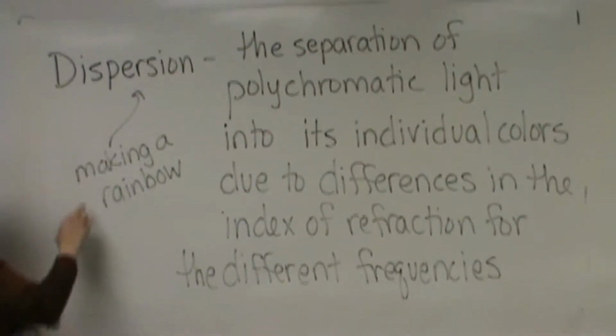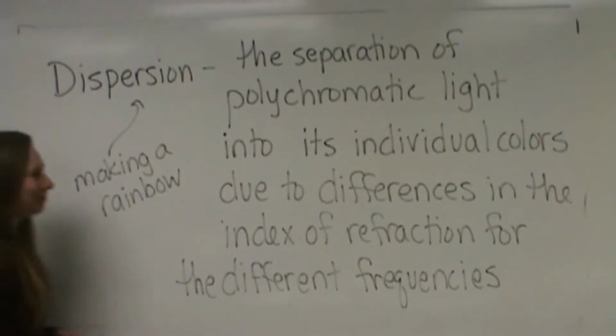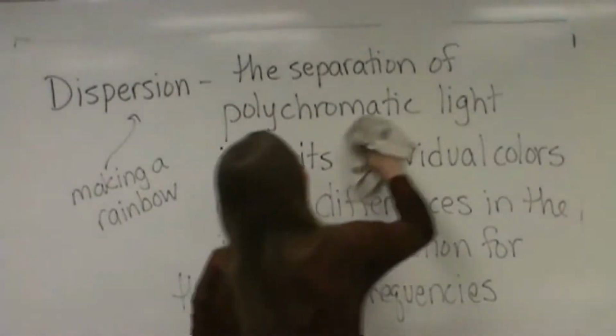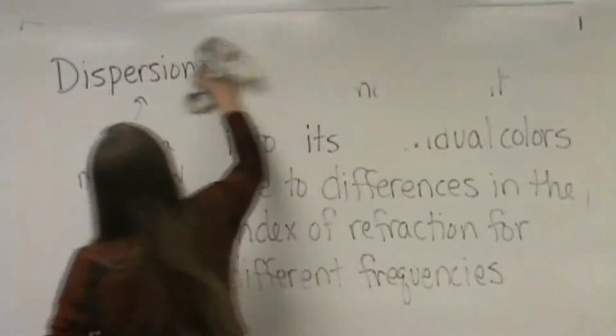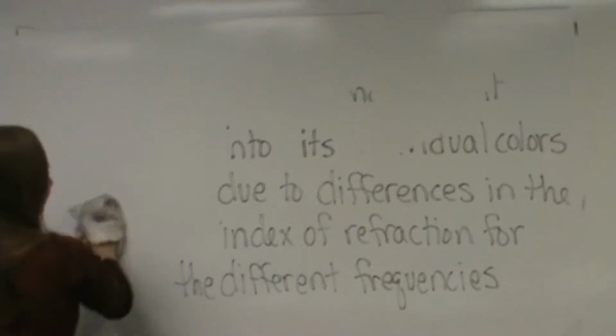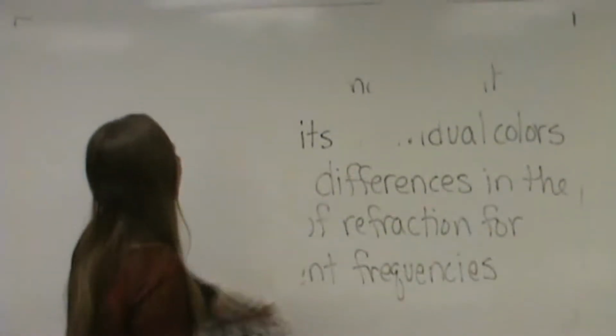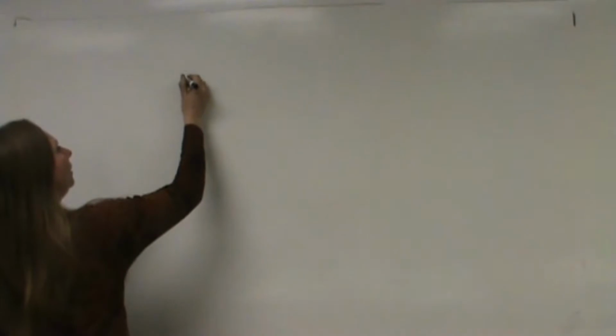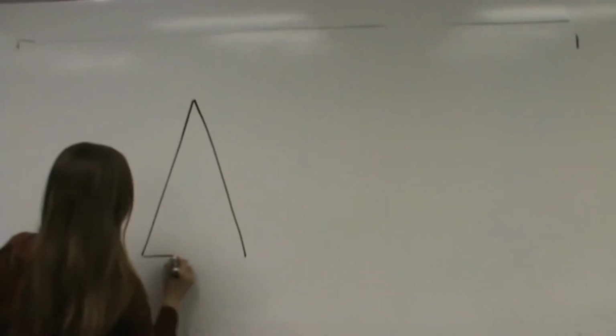Basically, dispersion means making a rainbow. But don't write that on the Regents exam. Write something more like this. Okay, so let's just take a look at a drawing of a prism. Now, maybe you've seen a prism. It's usually a little triangular piece of glass. And when the light comes through it from the sun, that light will be separated into its component colors.